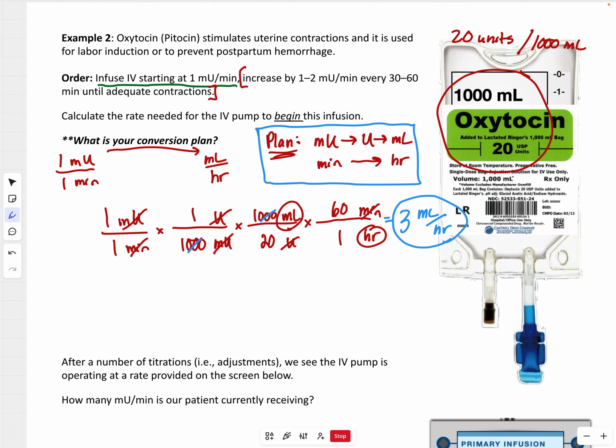If we hang this bag, we set the pump for this rate, our patient's getting 1 milliunit every minute. We would want to assess to see if it's working, whether or not those contractions are adequate. I'm not sure how adequate is defined in this situation, but we would increase by 1 to 2 milliunits every minute, every 30 to 60 minutes. So we would assess our patient, see how it's going, and potentially make some incremental adjustments. This part of the process is called titrating. You're titrating the dose. You're increasing or adjusting the dose.